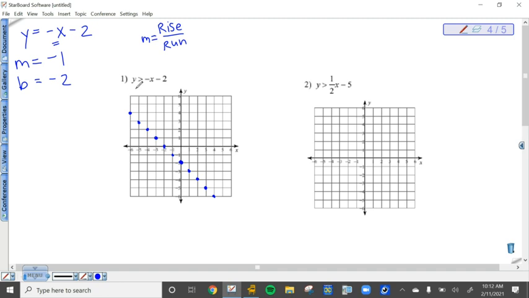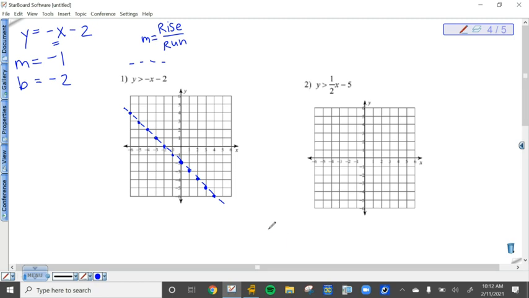Now, do I need to use a solid line or a dotted line? Yeah, dotted. Why? Yeah, it is a strict inequality. It's just the greater than. It's not greater than or equal to, it's just greater than. So that means I have to use a dashed line. So I come in here and I draw that dashed line. Okay, this is my boundary line.